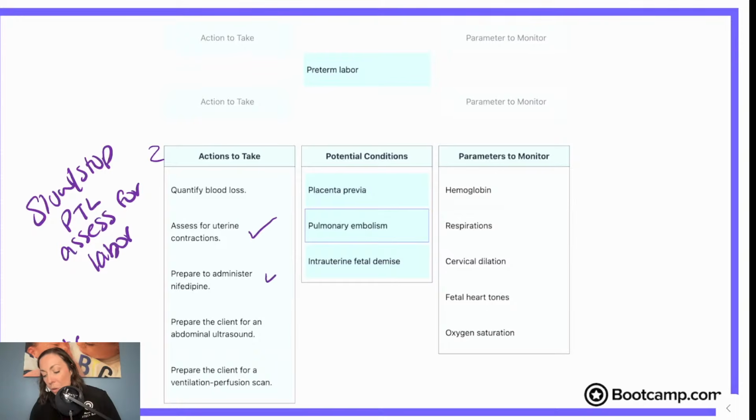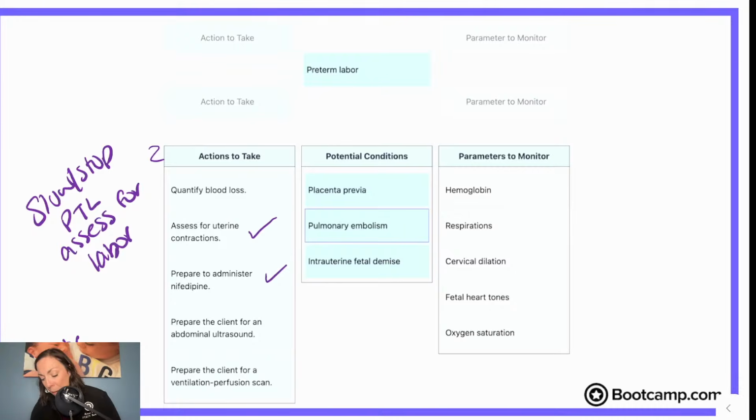Okay. So I have two options here, but of course we need to always look at our other ones just to make sure. Prepare the client for an abdominal ultrasound. All right, I saw some people were thinking that. Now, again, not that it's wrong to do, right? It can tell us how the baby's doing, especially if we were worried about an intrauterine fetal demise. It can assess where the placenta is, but that's not going to help us slow or stop this labor or assess for labor, right? So although it won't hurt anything, it's not going to be what we complete here.